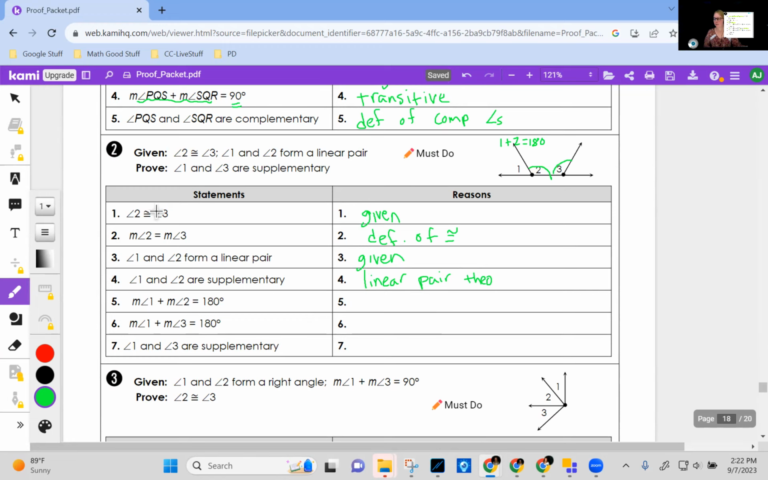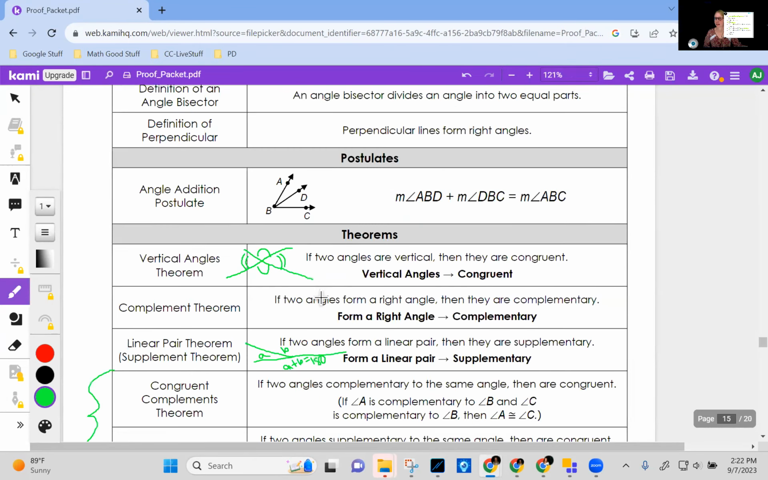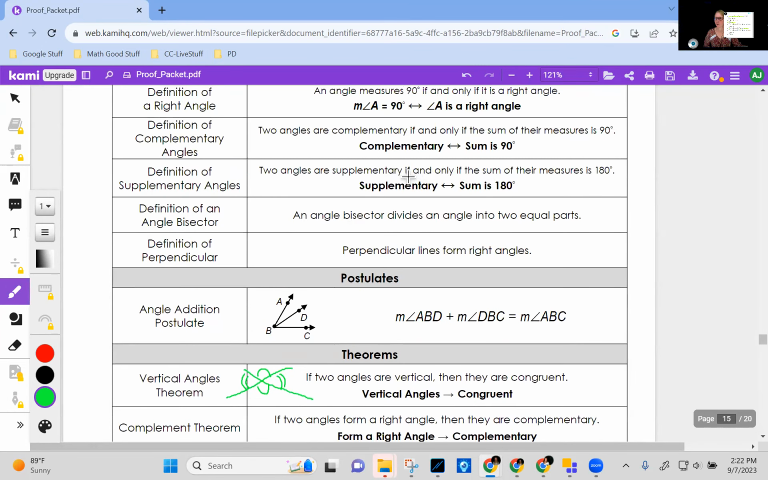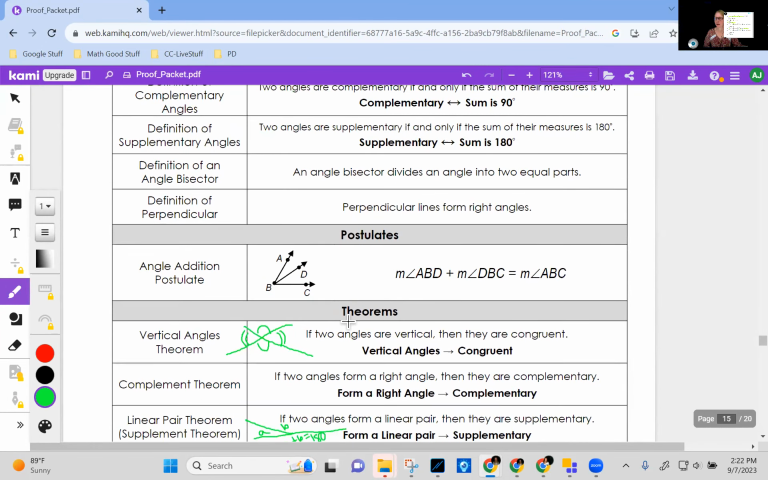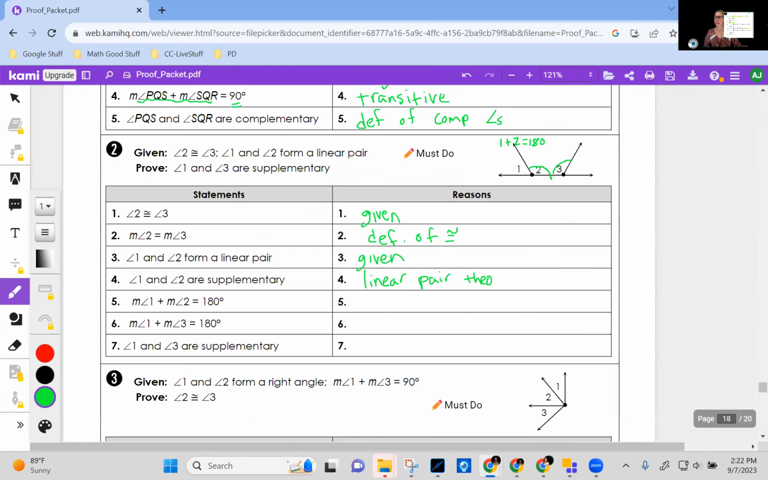All right, so now we're going to keep on going. Angle 1 plus angle 2 equals 180. Let's go back. Where do we have something equaling 180? There we go. If they're supplementary, the sum is 180. That's the definition of supplementary angles, which also happens to be on our list, okay? So we're going to write the definition of supplementary angles right here.